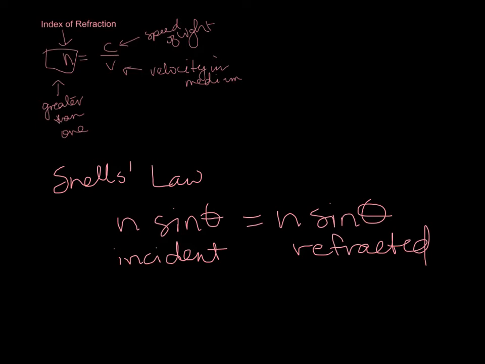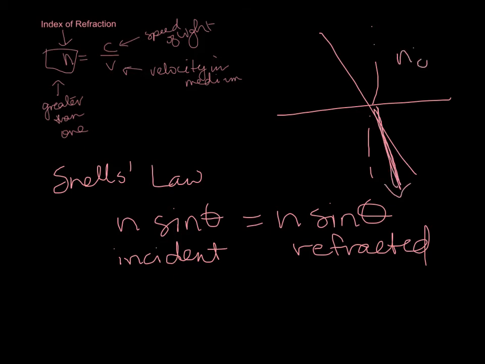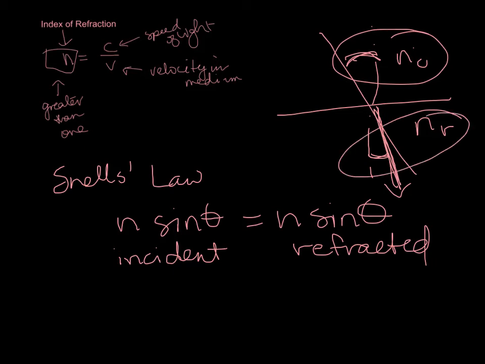And so just make sure that you keep the n with the angle that's with it. So if we had, okay, and this got bent towards the normal, so this would be the incident and this would be the refracted. We're going to use this angle and this n together, and we're going to use those two together. So just make sure they're in the same spot. It doesn't really matter which one you call which.